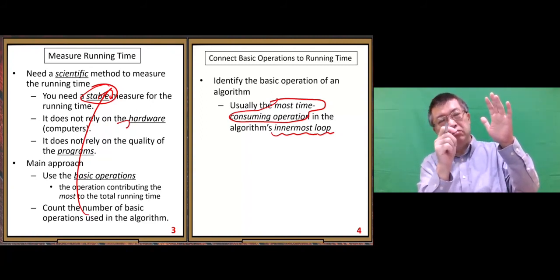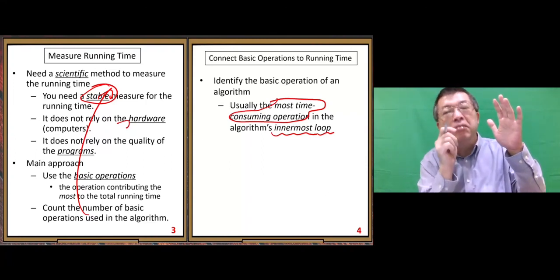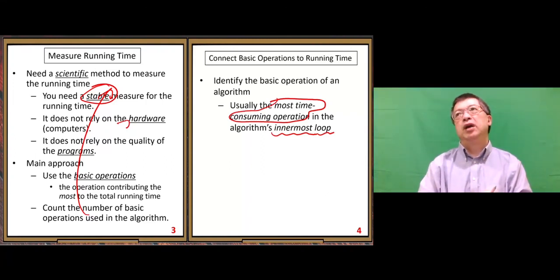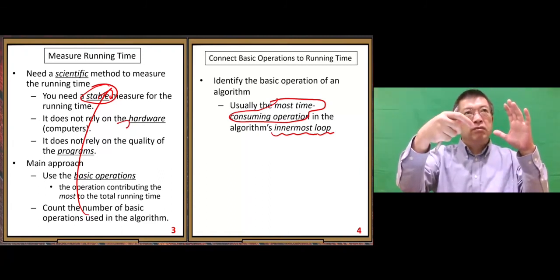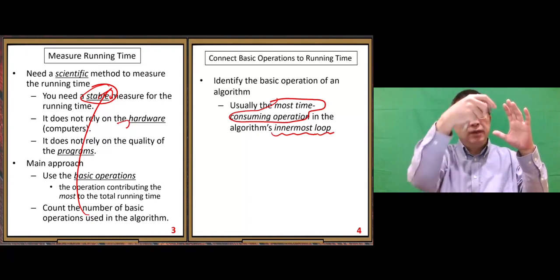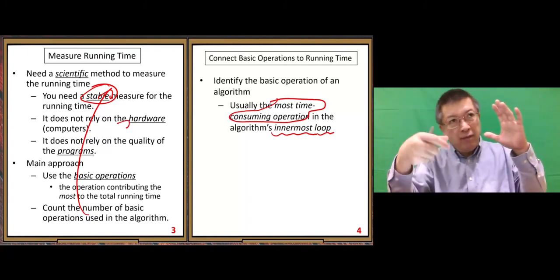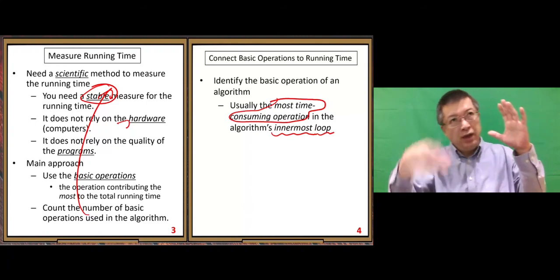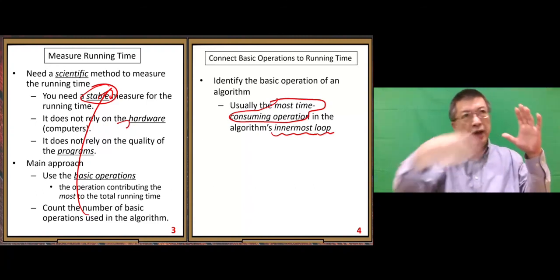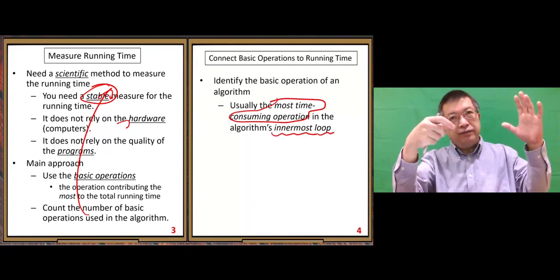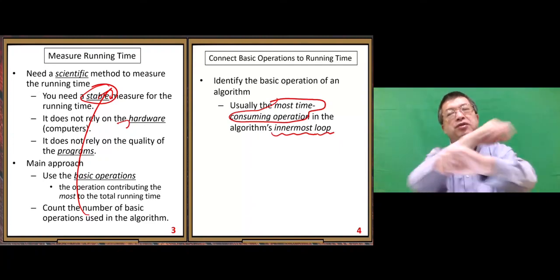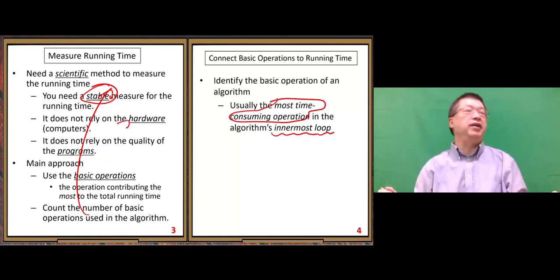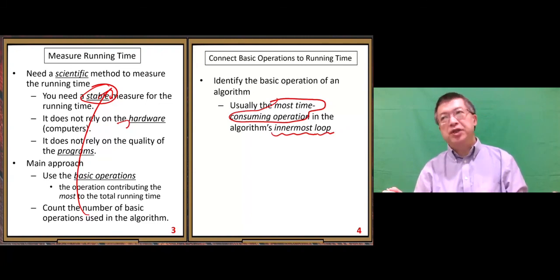Which operation do you do in the innermost loop? Because that operation will make an impact on all the levels from innermost to outermost. Then that operation will make the most contribution to your algorithm running time. So that one we will choose as the basic operation.